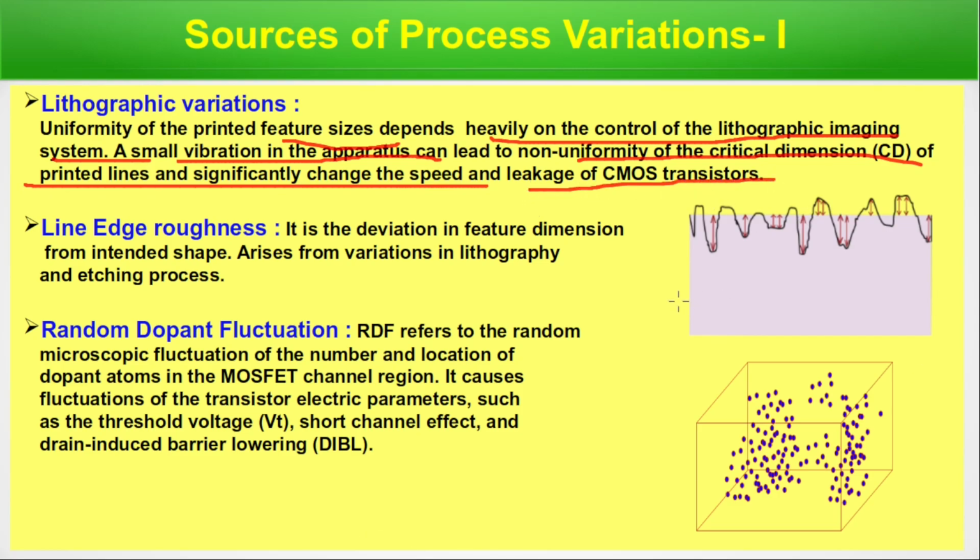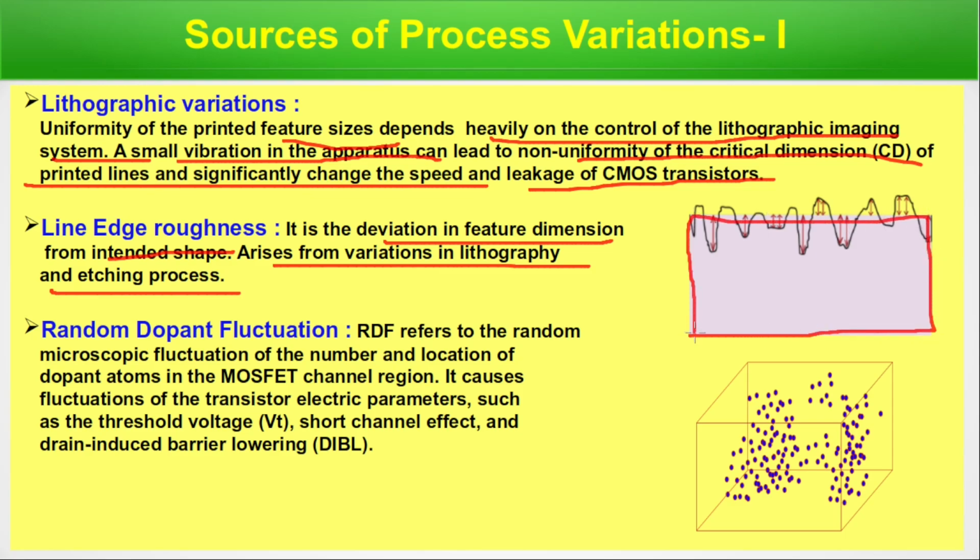In the FinFET episode also we have mentioned that lithographic variation means typical wavelength is coming out from the machine and it's transferring a shape on the wafer. Small vibration in the apparatus can create a non-uniformity. Now line edge roughness: it is deviation in feature dimension from intended shape, arising from variation in lithography and etching process. If this one is the intended shape, a perfect rectangle, when it's transferred it's like this, deviation is there. If we take it as a mean position, then this way, that way, it's moving.